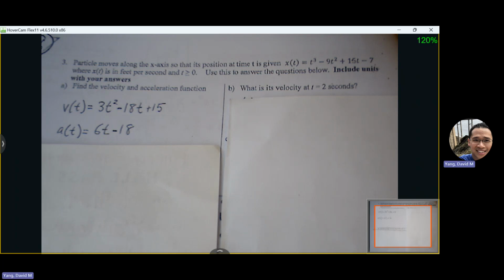Part B, what's the velocity at 2 seconds? So we can just plug 2 into the velocity function. Our derivative allows us to find the exact slope requiring only one argument value. And what's our unit going to be for velocity?